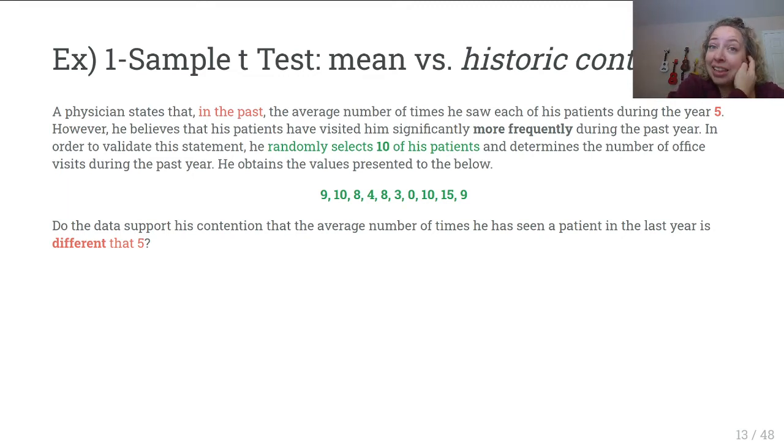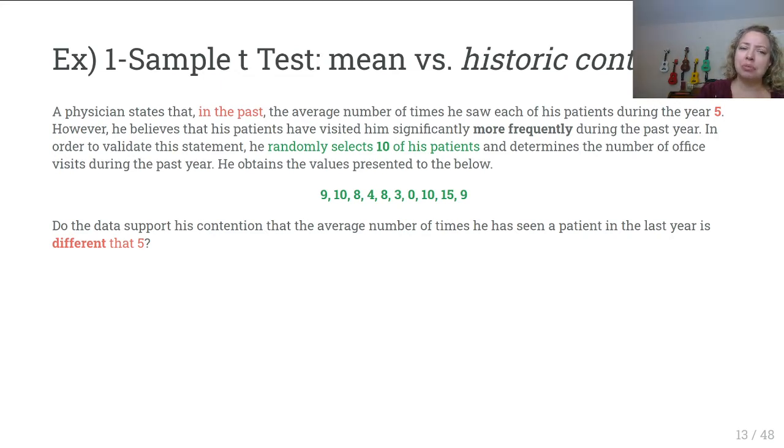So in order to validate or find evidence for his claim or statement, he's going to randomly collect some data. Now, we are just going to take this at face value that this is a random sample. I don't know how he would do this, if he had a database, if he could randomly pull them, but say this is true. So we have a random sample of 10 of his patients, and he looks in their charts, or has his assistant look in their charts, to find out how many times each patient came in. And these are listed in green on the screen. So they're 9, 10, 8. Someone was 0 and the highest was 15.